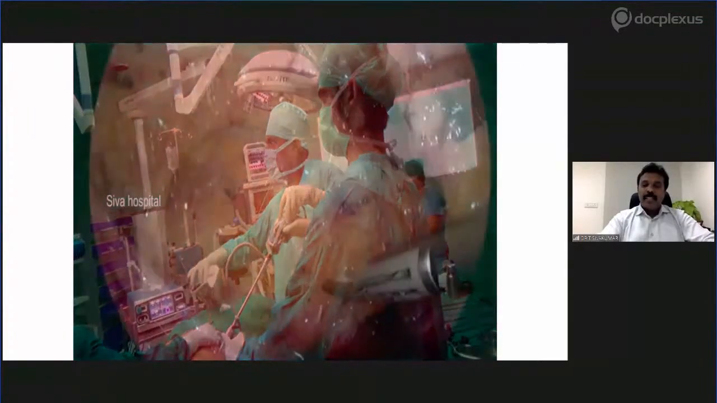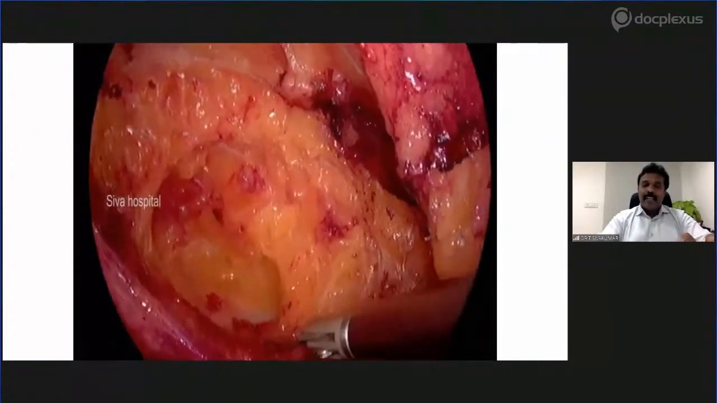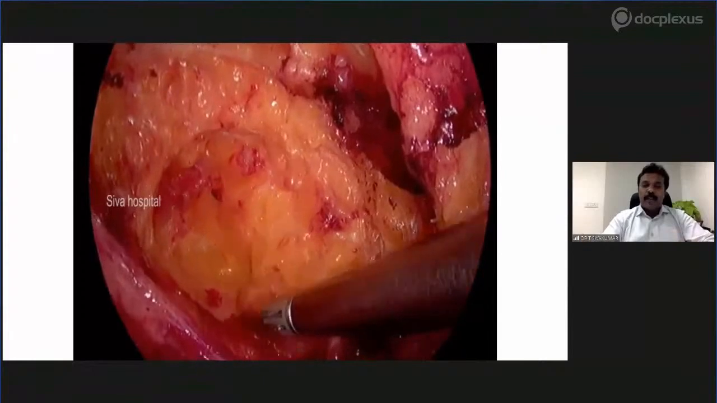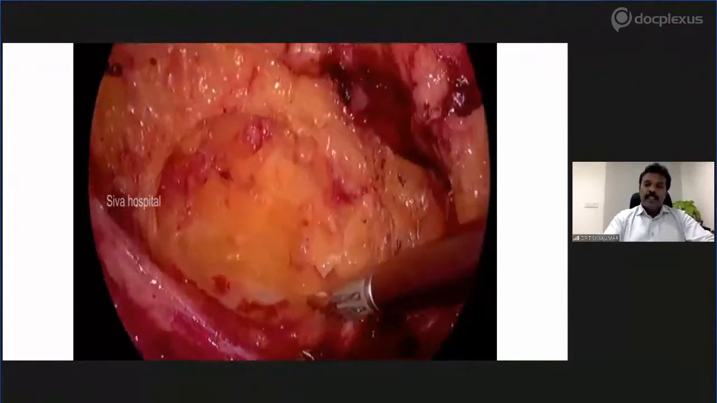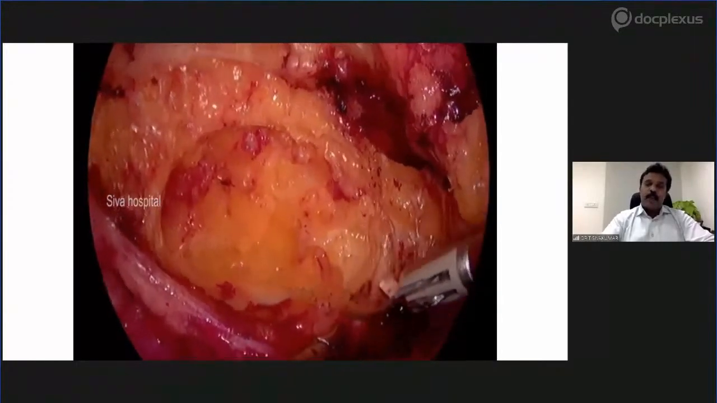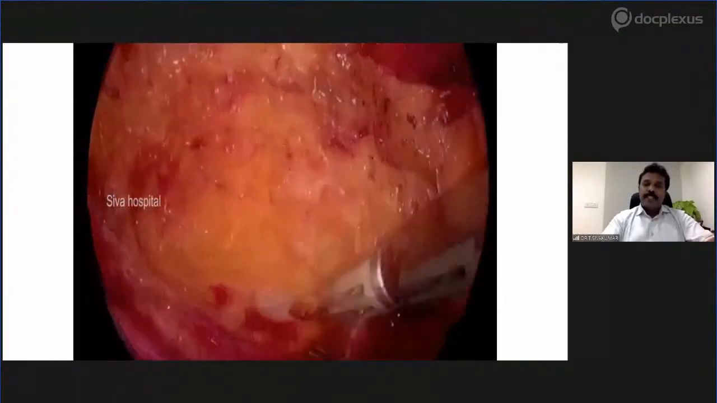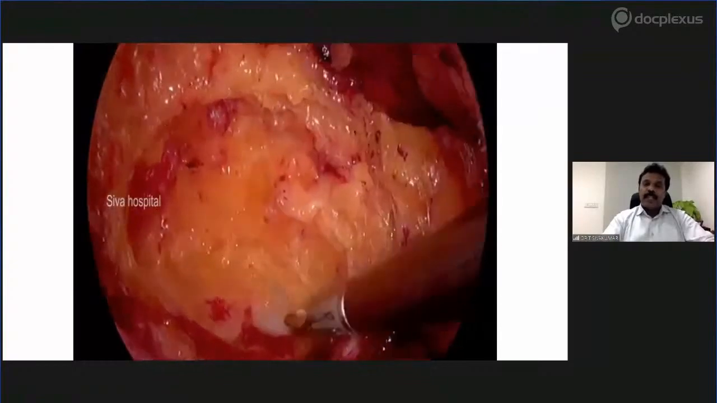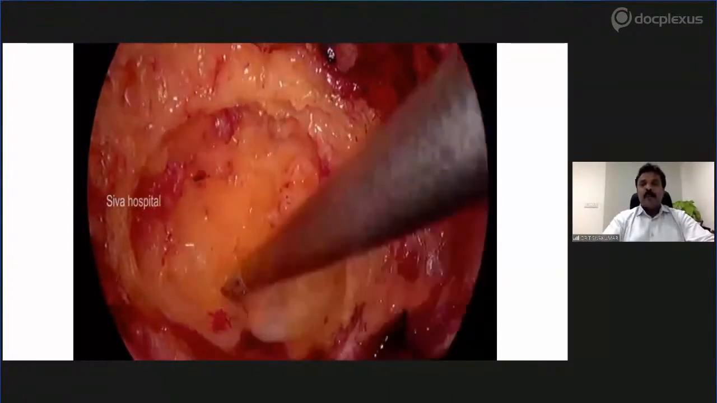Only problem is here, the port placement. Somebody should hold the port, or we should do a suture with 10 silk or something, because it tends to come out, since only the subcutaneous tissue is going to grip the port. Otherwise, we have to use the screw type of port.